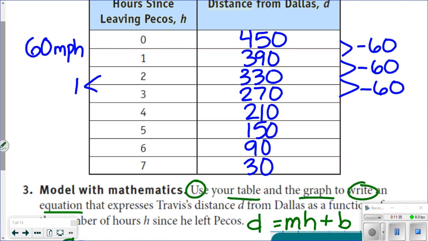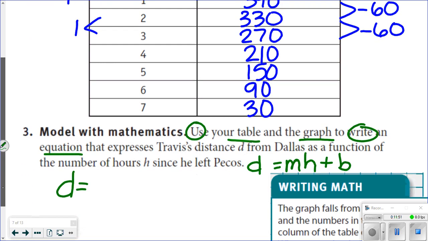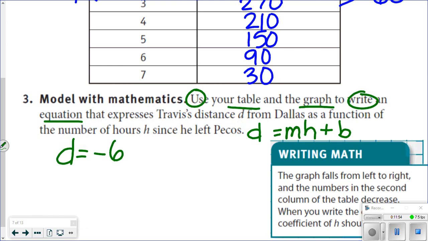But if I look at my table, my numbers are decreasing. They're going down by 60. If I look at my graph, we have a negative slope here. So our slope needs to be a negative 60 because our distance is decreasing. We don't drive at a negative miles per hour or a negative speed. We don't talk about the speed limit being negative. But because our distance from Dallas is decreasing, our slope has to be negative here.